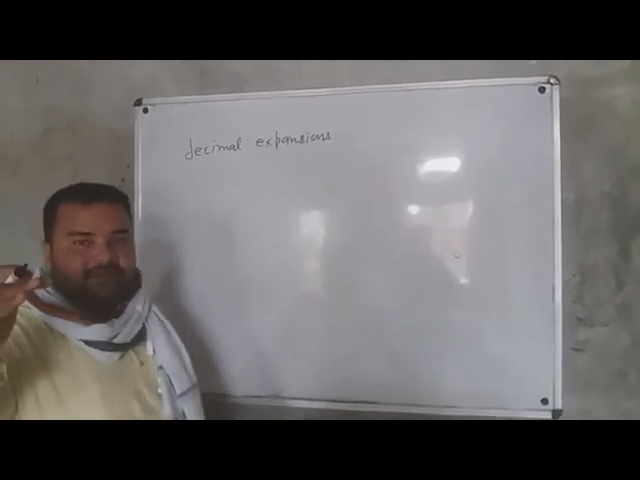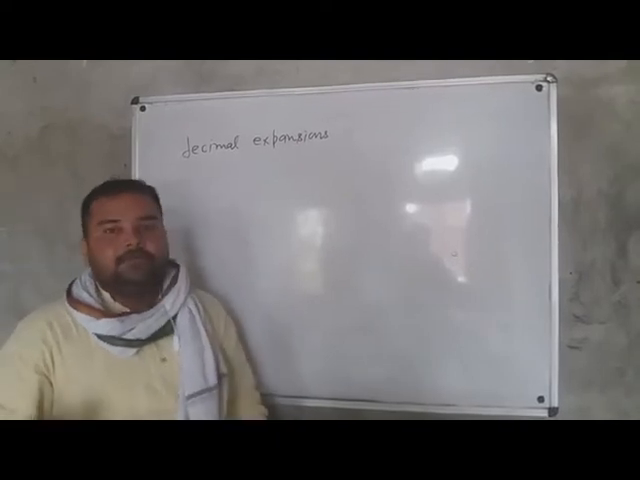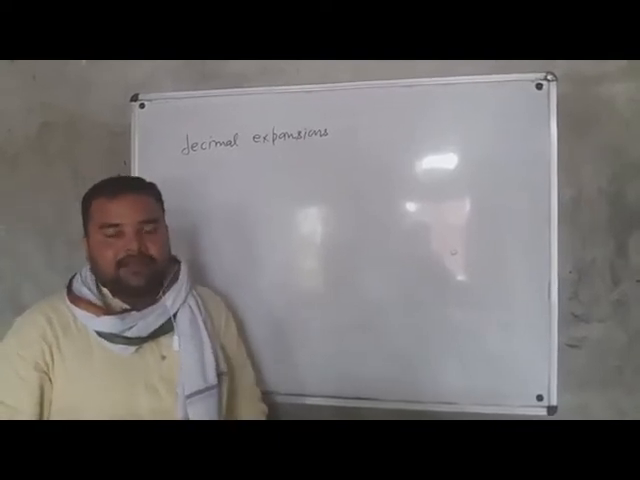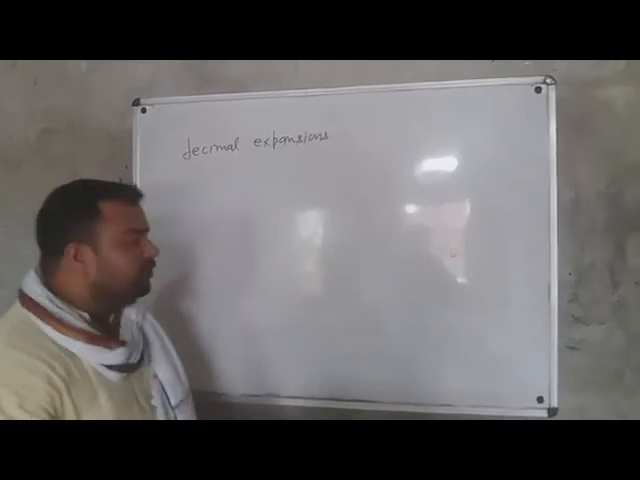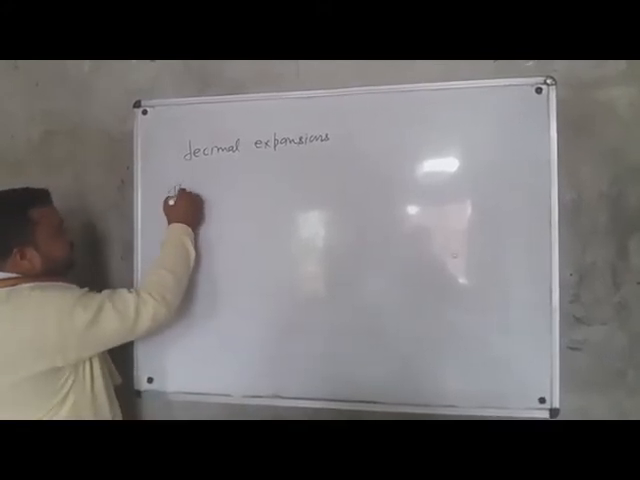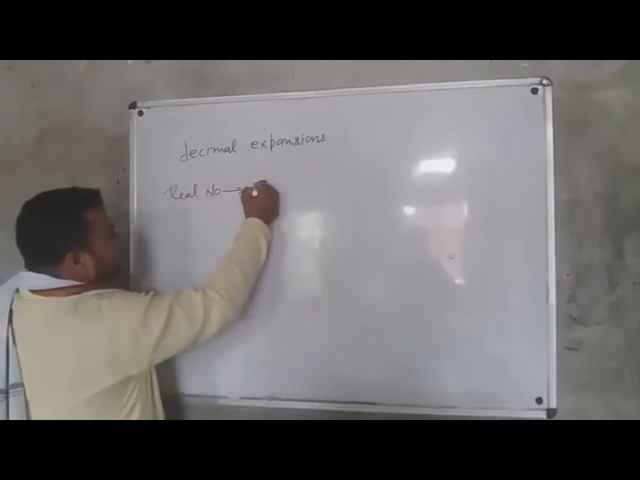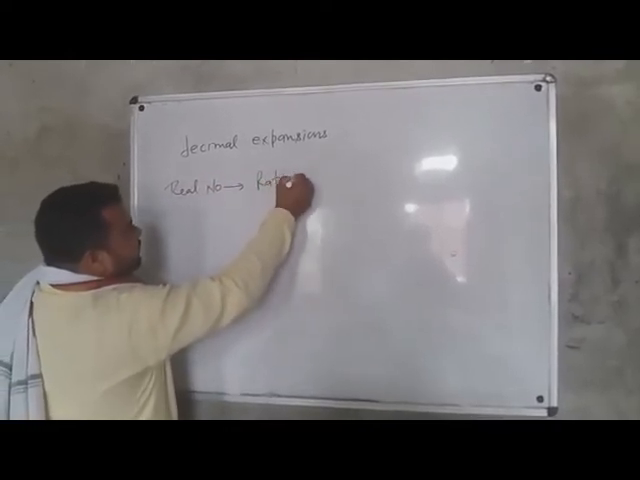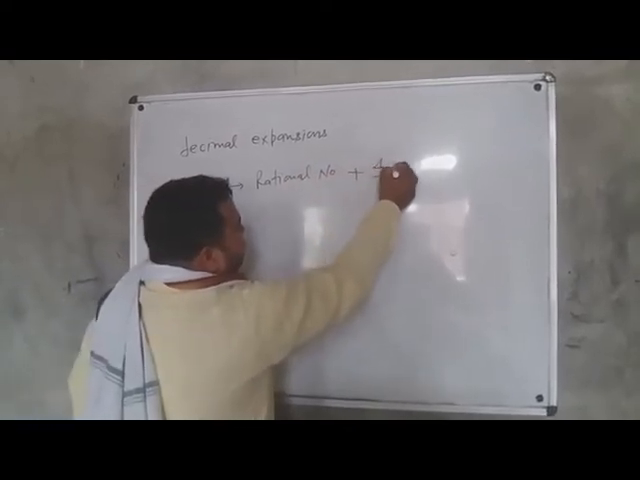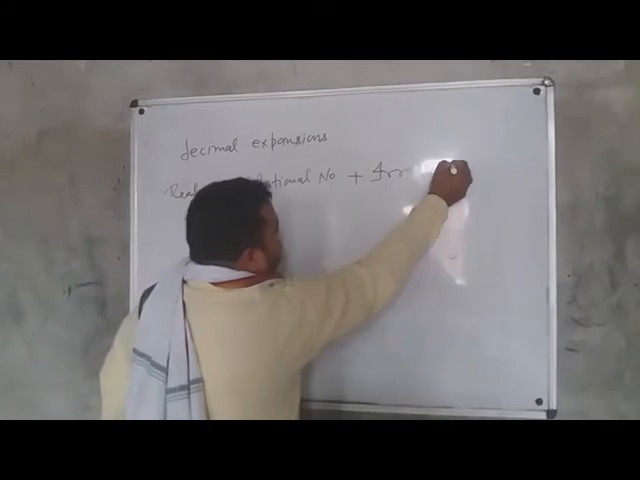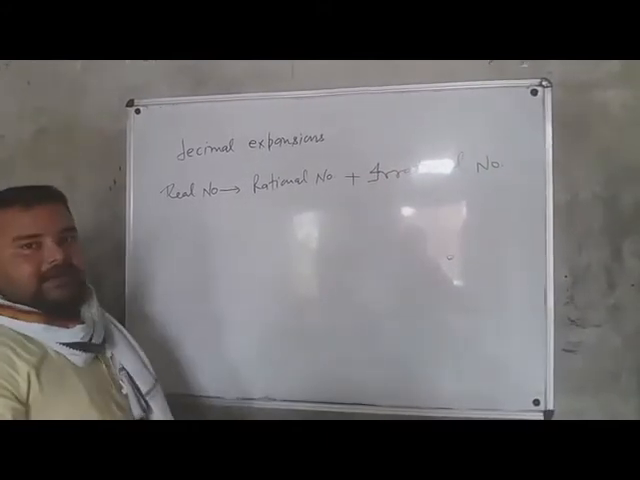In the previous lecture we learned about real numbers. Real numbers are rational numbers and irrational numbers. Real numbers are a combination of rational numbers plus irrational numbers.